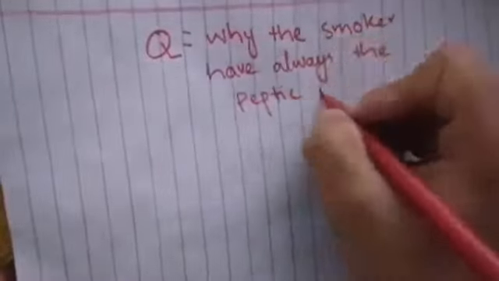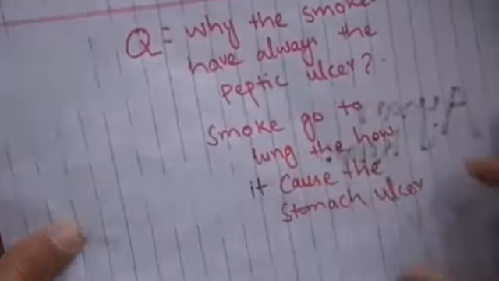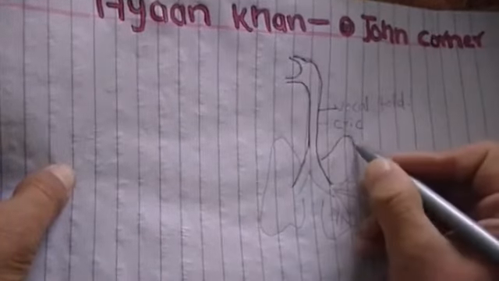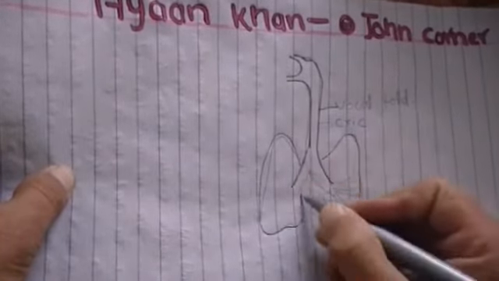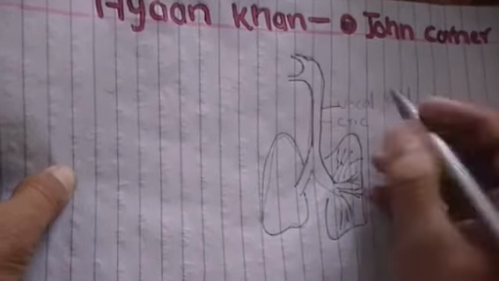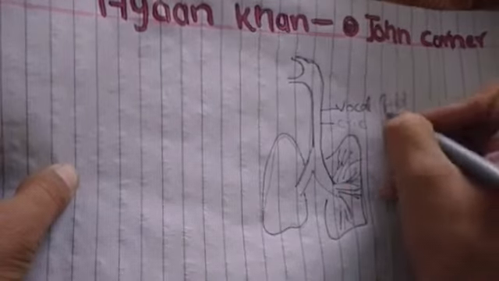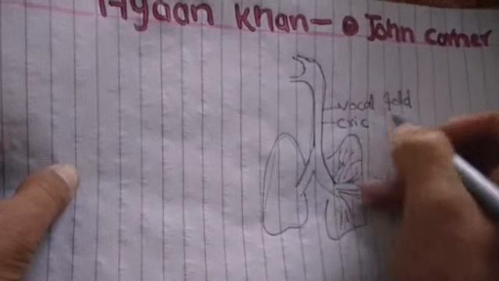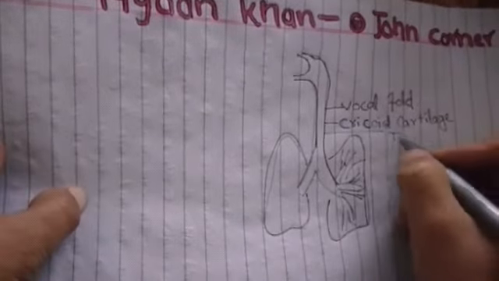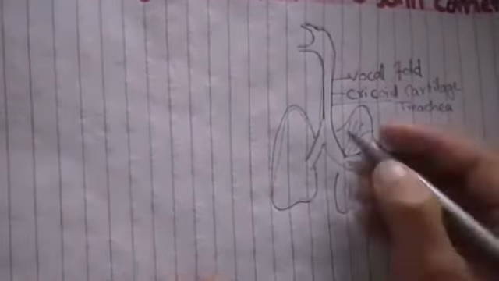So now here is the question: why do smokers always have a peptic ulcer, and what is the relation between the lung and stomach? So this is the respiratory tract and respiratory system. Each lung has 10 segments. The left one is smaller than the right one because of the asymmetrical position of the heart. The right one is divided into 3 lobes and the left one is divided into 2 lobes.